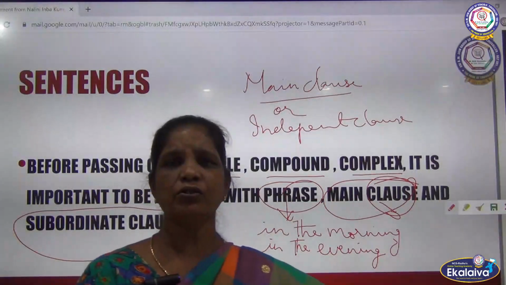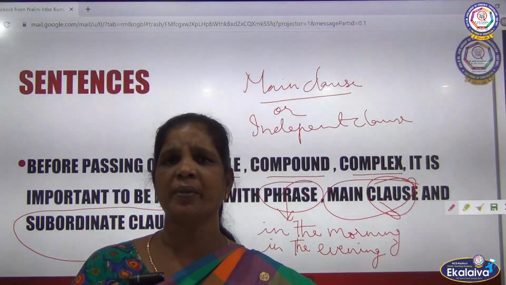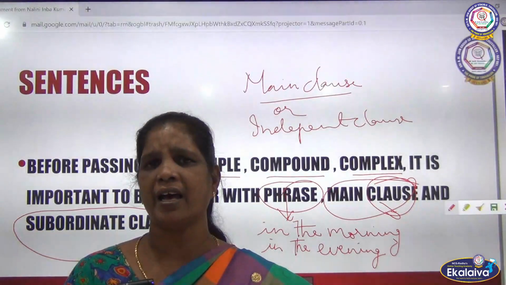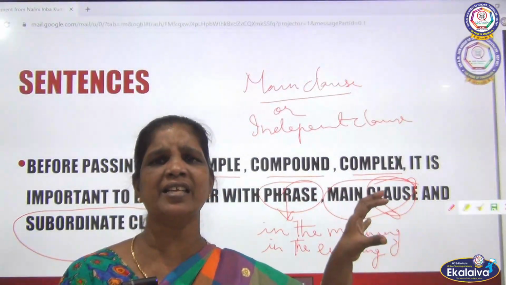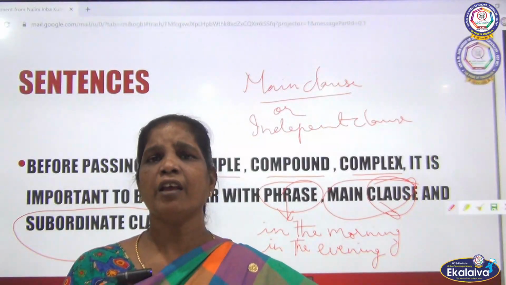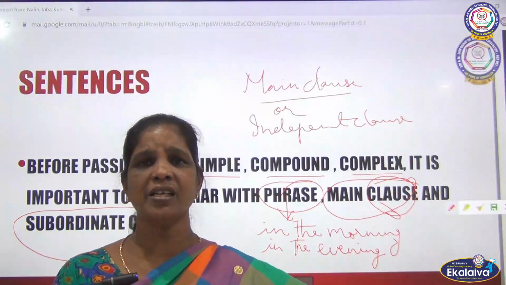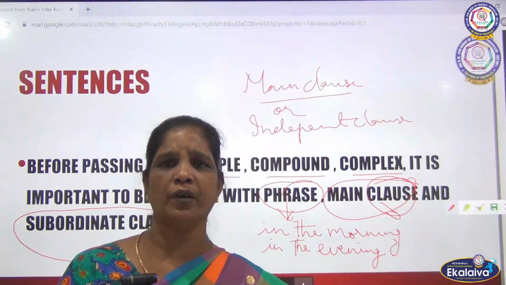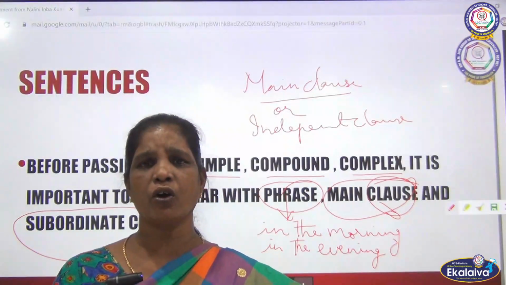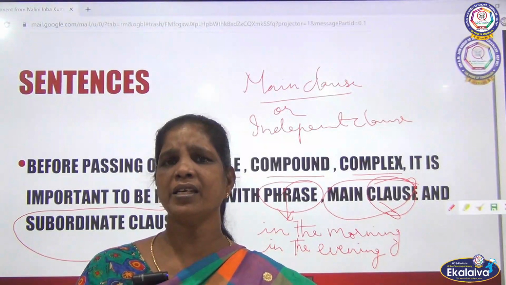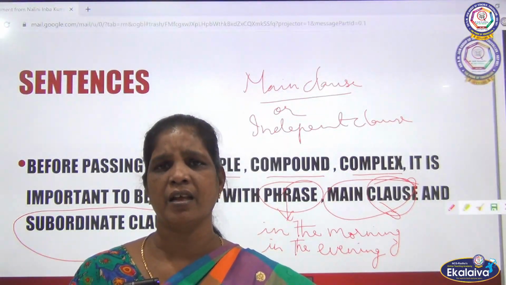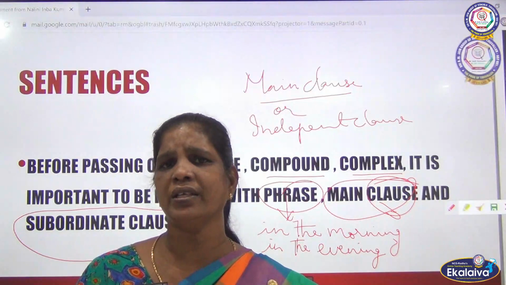First of all, you must know what is a phrase, what is a main clause and what is a subordinate clause, so that you will know the structure of simple sentence, compound sentence and complex sentence. If you know the structure, it will be easy for you to transform from simple to compound, or compound to complex, or complex to simple. So it will be easy for you to transform the sentence. First you must know the structure.